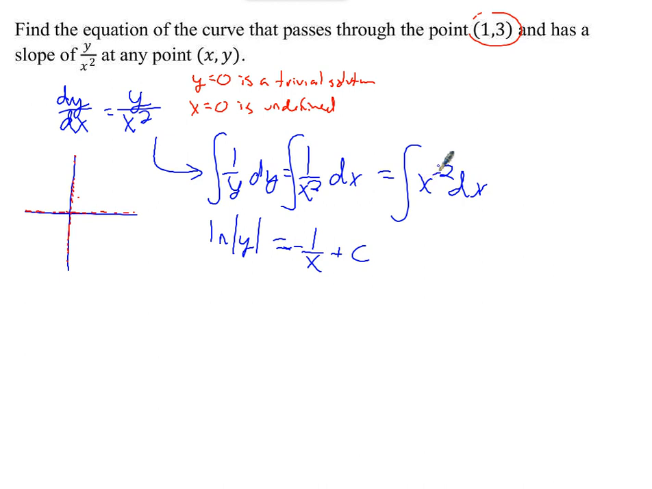Add 1 to the exponent, x to the negative 1 becomes 1 over x. But then you've got to divide by your new exponent, which was negative 1, and that's why we wound up with that. All right, now what do we do? How about we solve for y? Why are we solving for y here?